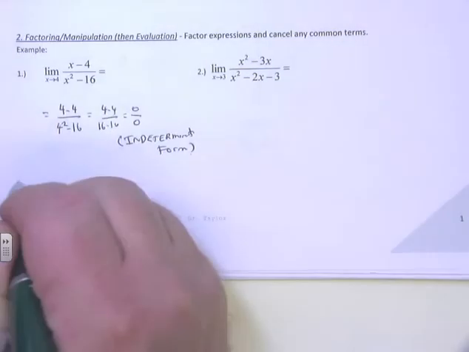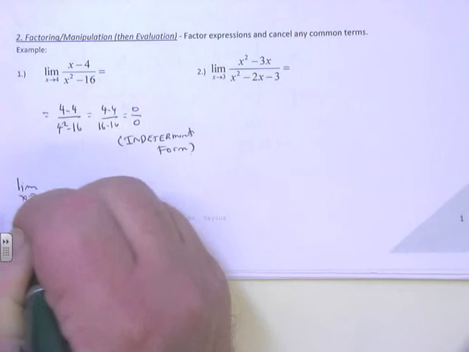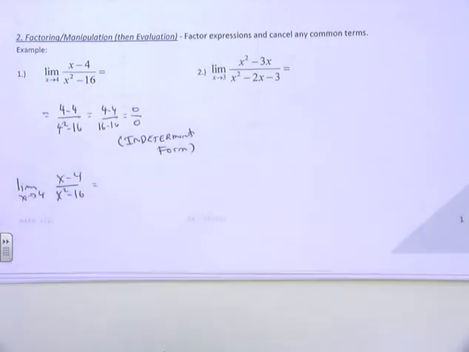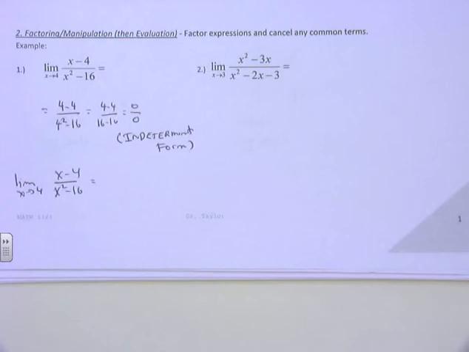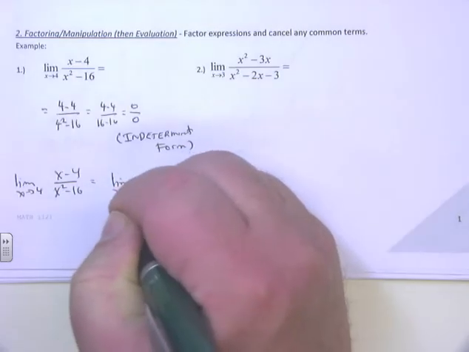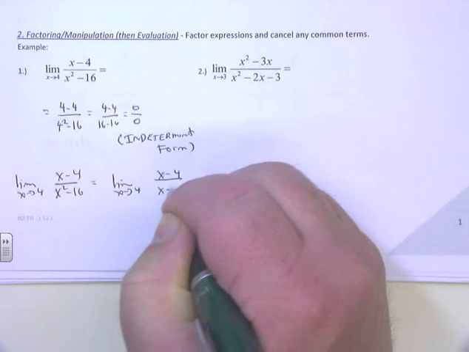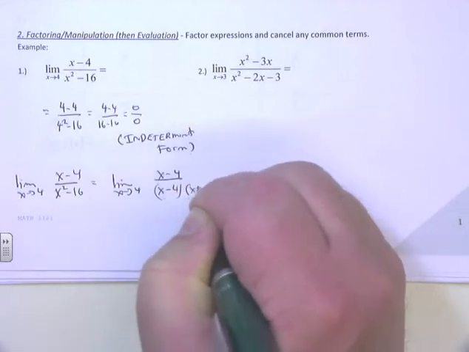So go back to your original problem. Take the limit as x approaches 4 of x minus 4 over x squared minus 16. What kind of algebra would you do on this thing? Quote, unquote, I want to clean this thing up. What would you do to clean this guy up? I would factor the denominator, x squared minus 16. How does that factor? All right, so what is it? Take the limit as x approaches 4 of x minus 4 over x minus 4 times x plus 4.